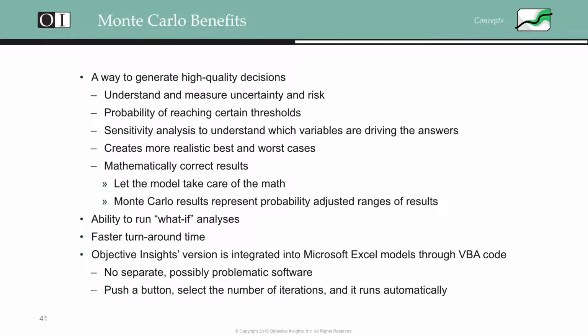Monte Carlo simulation helps us understand and measure uncertainty and risk. It tells us the probability of reaching certain thresholds, and it gives us sensitivity analysis to understand which variables are driving the answers. Furthermore, it creates more realistic best and worst cases than if we just look at scenarios directly. And it has the ability to run what-if analyses, and it's much faster turnaround time than if we did everything manually.